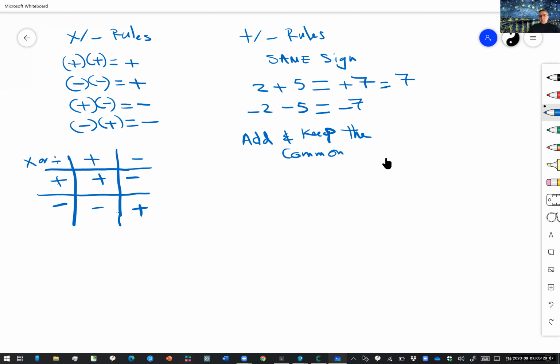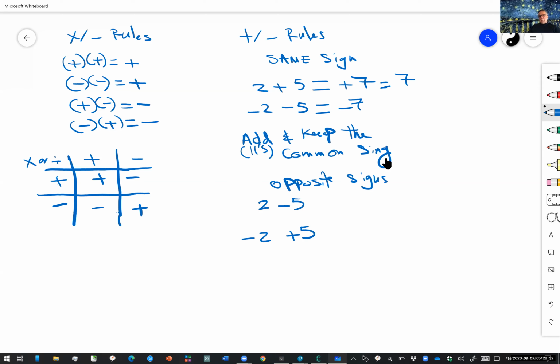Now, to be really theoretically sound, you're just going to say add the absolute values, right? Like that. So what if you have opposite signs? What if you combine two numbers that have opposite signs? Such as 2 minus 5 or -2 plus 5.